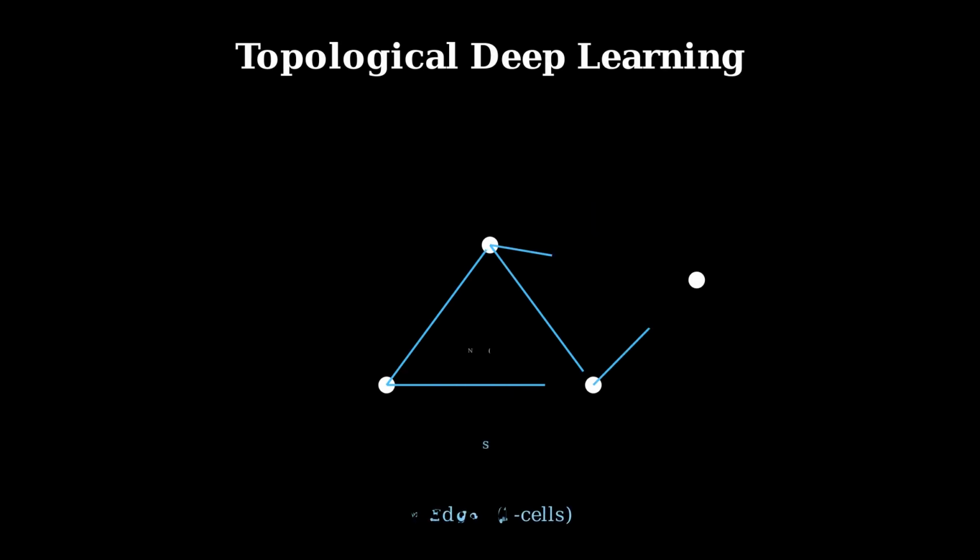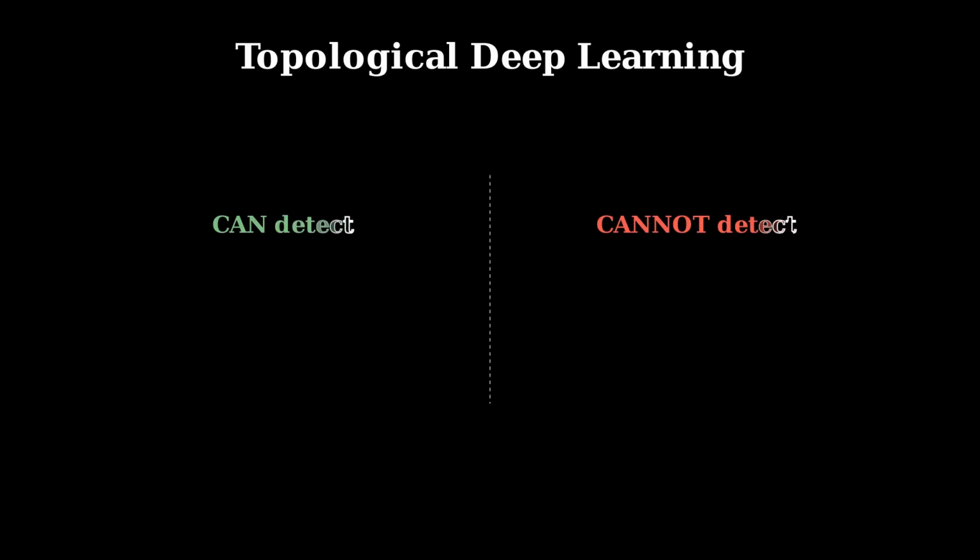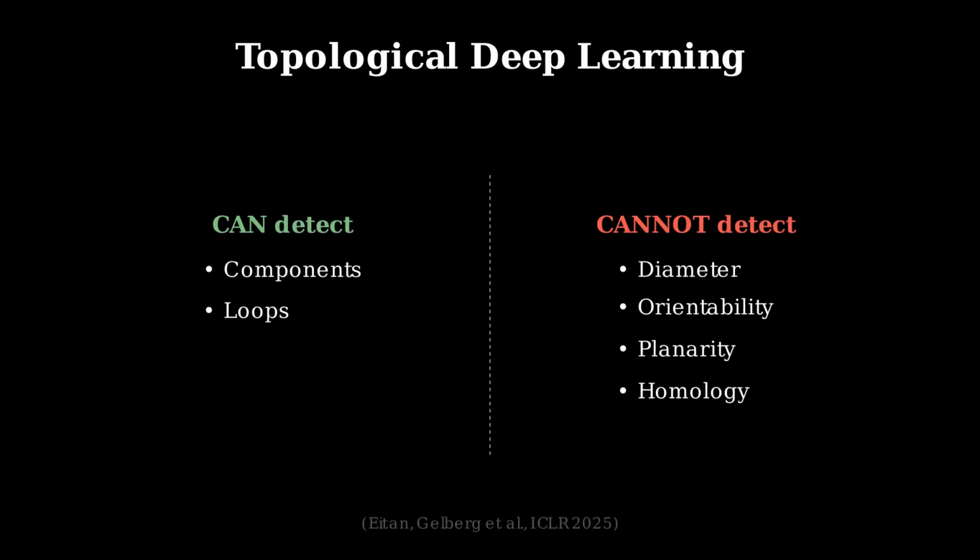Topology gives us another lens on data geometry. Instead of just nodes and edges, topological deep learning uses simplicial complexes with higher-order cells: triangles, tetrahedra, and beyond. The standard framework is higher-order message passing, or HOMP. But HOMP has fundamental blind spots. Aiton, Gelberg, and colleagues proved at ICLR 2025 that HOMP cannot detect important topological properties: diameter, orientability, planarity, and homology. These are inherent limitations, not implementation bugs.